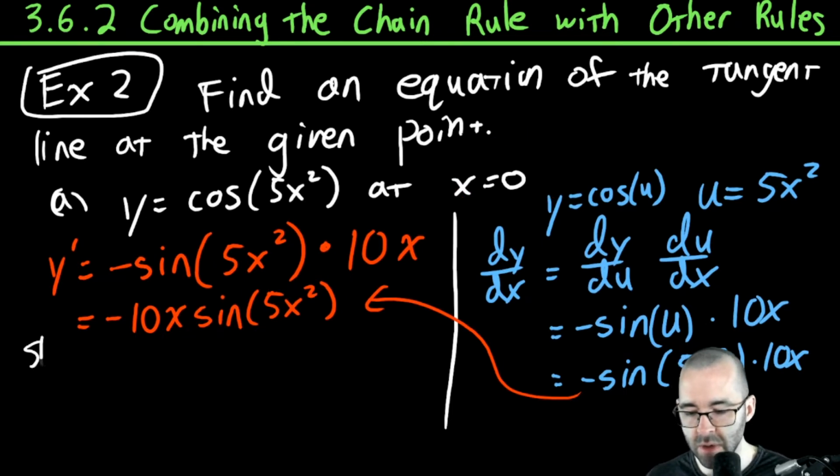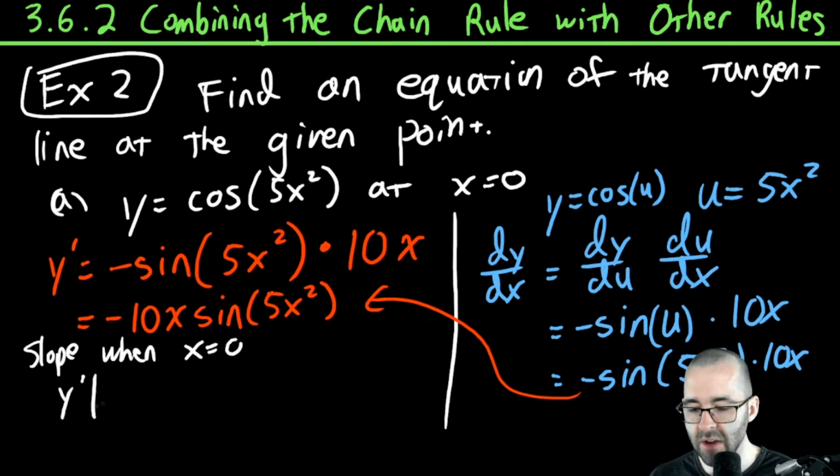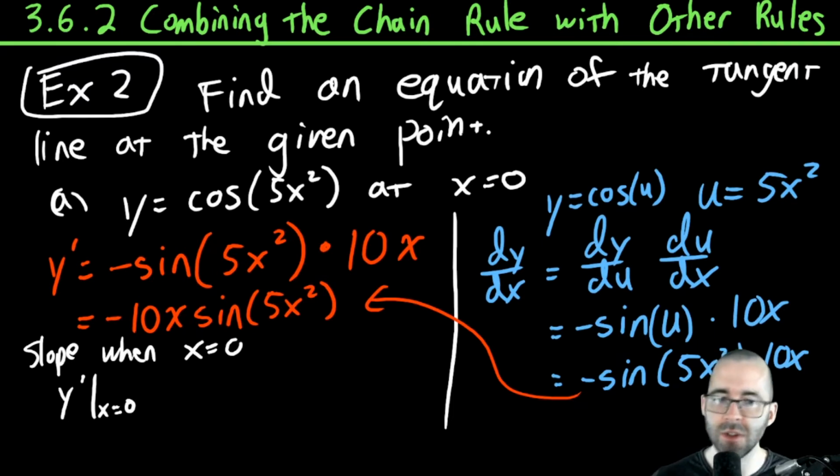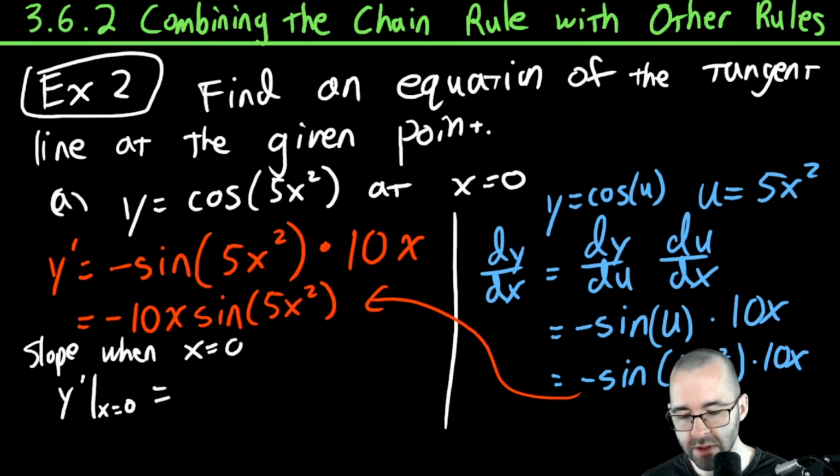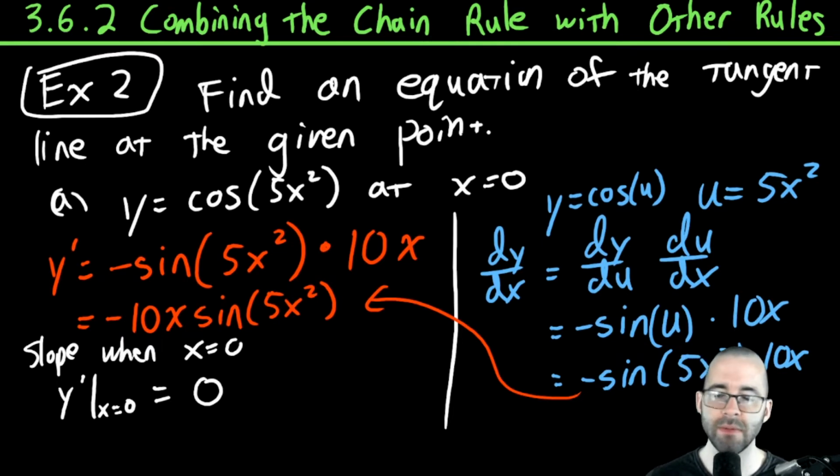So the slope when x equals 0 is the derivative evaluated at x equals 0. We haven't used this notation for a while. I introduced this once or twice, but we haven't used it much. This is just a giant vertical bar, and that means evaluated at x equals 0. So that's just going to be 0 times 0. You plug in 0 into the slope function, you're going to get a whole lot of zeros.